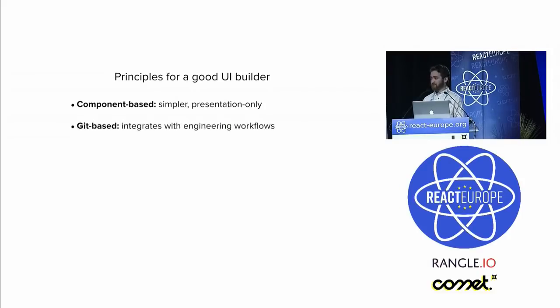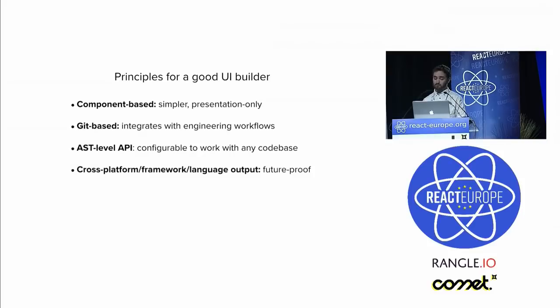Similarly, if you're not Git-based, you probably can't use it in production. If you don't have an AST-level API, you probably can't configure it to work with any code base. And the cross-platform framework and language output is really important for being future-proof. Lastly, I think being open source for something like this is critical because a company has a lot of trouble adopting something that could just disappear. At least if it's open source, you can fork it if needed, you can fix critical bugs, you'd have plenty of time to get off of it if the case arose.